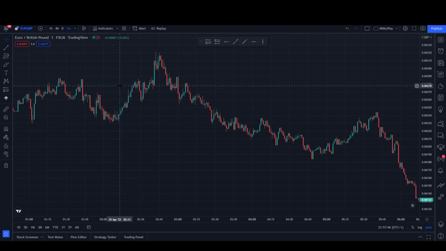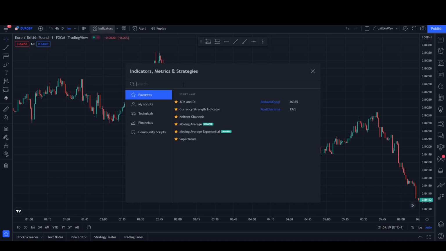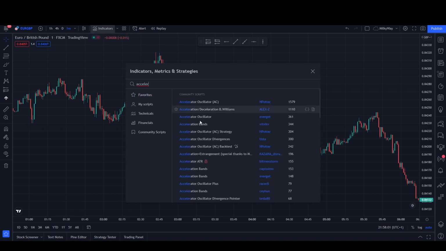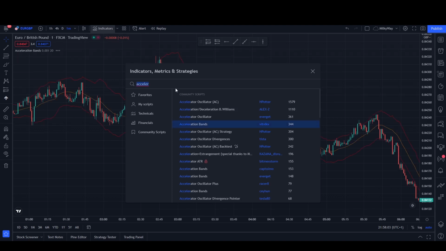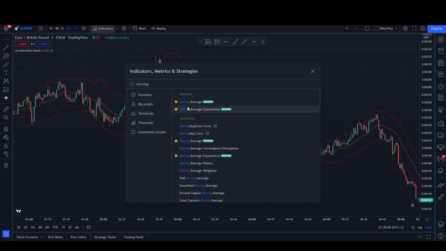So here we are on the EURGBP chart, the 1 minute time frame. We're going to add the acceleration bands and the exponential moving averages. So acceleration bands, and then you can choose the exponential moving averages. I'm going to add 2 of them.